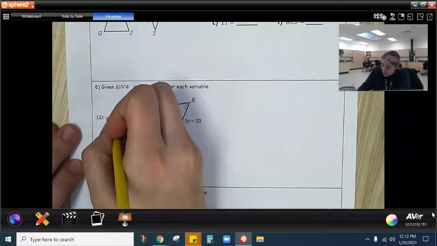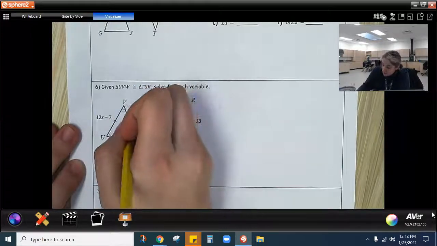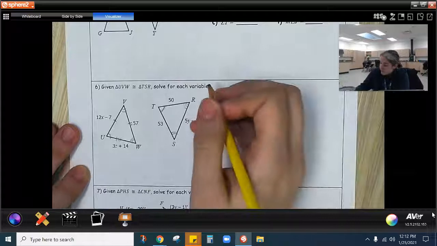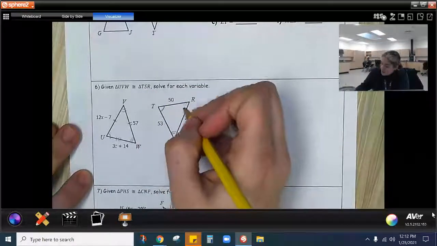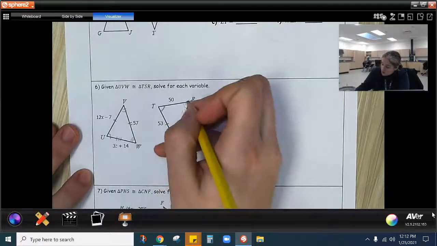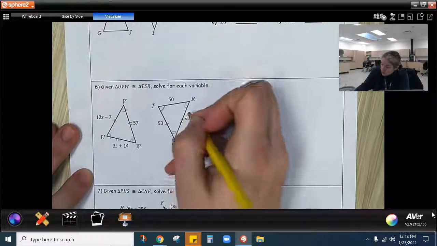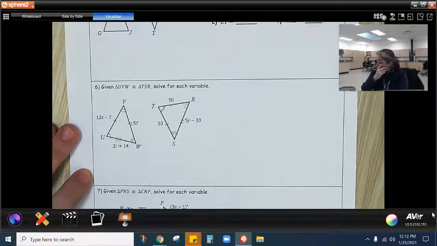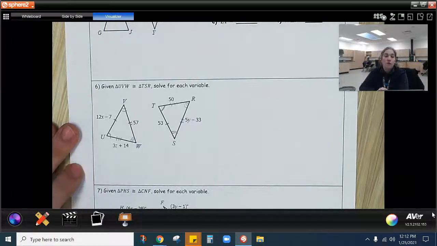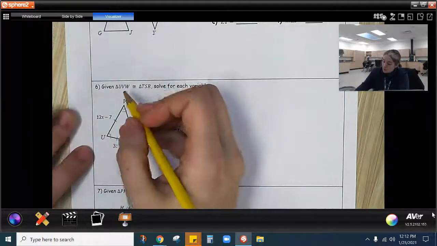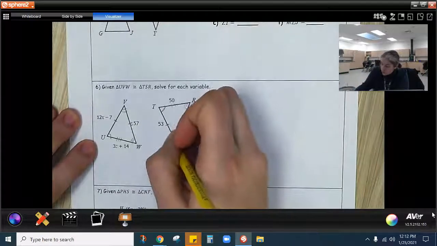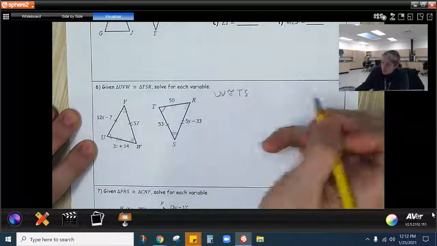All right, UV gets 1 tick mark. VW gets 2 tick marks, which means UW gets 3. And then TS gets 1 tick mark, SR gets 2 tick marks, and then TR is left with 3. So now I just want to set these up and set them equal to each other. This only deals with the sides. There are no angles. So I'm going to just match up my sides. UV is congruent. It's got 1 tick mark with TS.